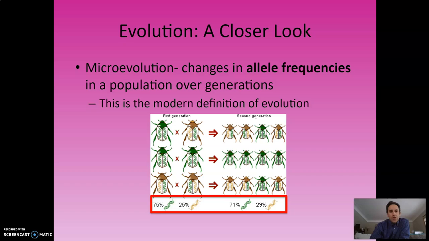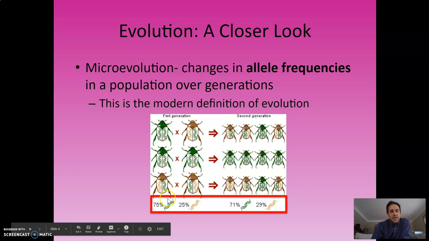Microevolution refers to changes in allele frequencies in a population over many generations. And in fact, this is the more modern definition of evolution. If somebody says, what does evolution mean? The technical definition is it is changes in allele frequencies in a population over time.